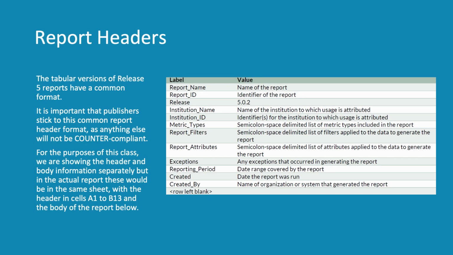The tabular versions of Release 5 reports share a common structure. It is important that publishers and vendors stick to this common report header format, as anything else will not be counter-compliant. For the purposes of this class, we are showing the header and body information separately, but in an actual report these would be in the same sheet, with the header in cells A1 to B13 and the body of the report below.